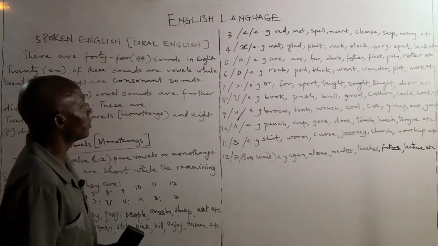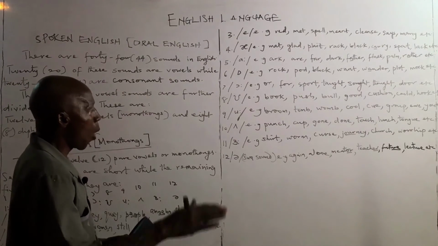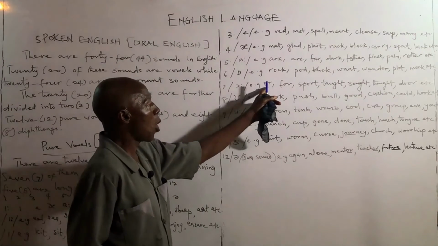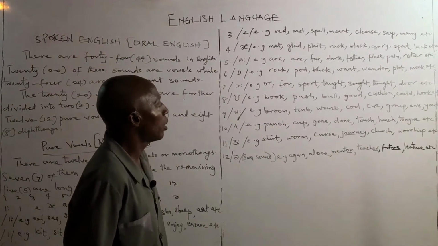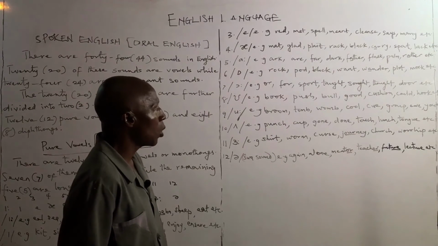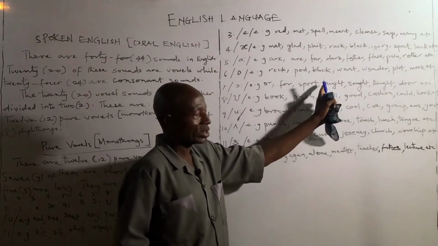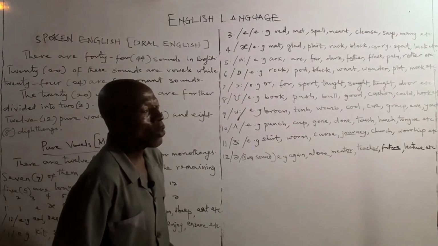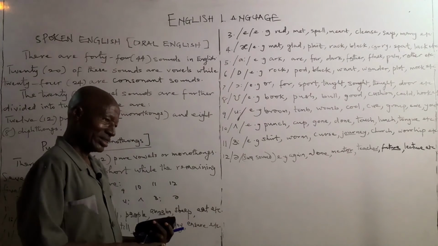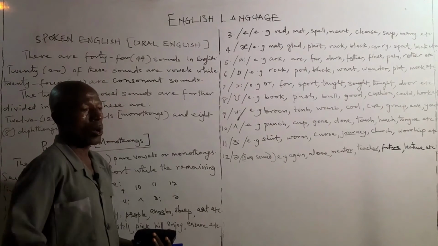Then the next one here is long aw. Now we have it here. We have four. We have spoiled. We have thought. We have sword. Let me stop at these three and explain what I have done here. When you have a word that has its past tense having the aw sound, it's always long.